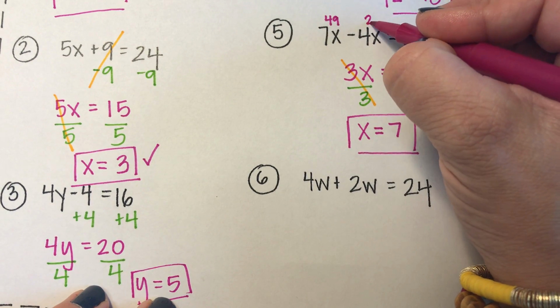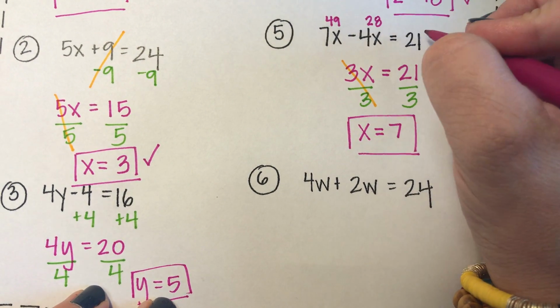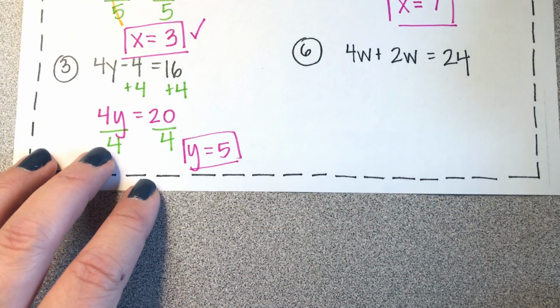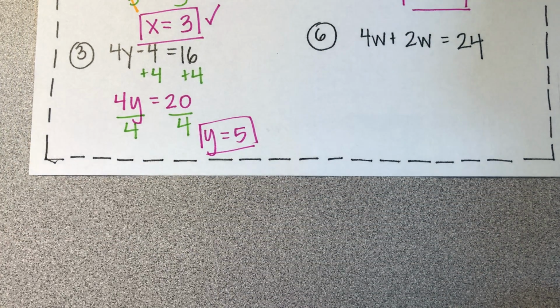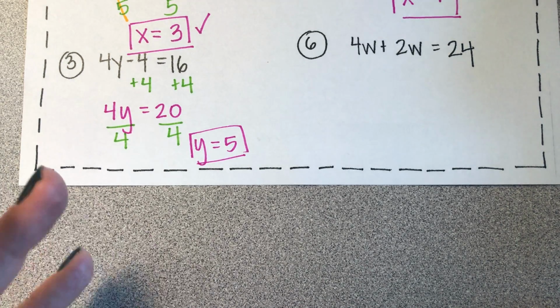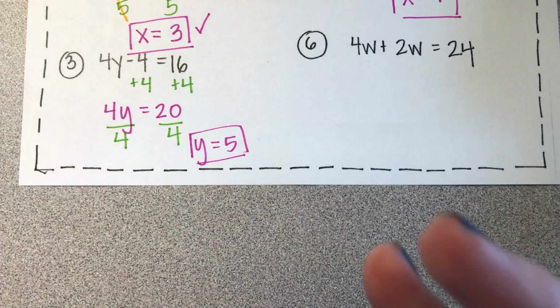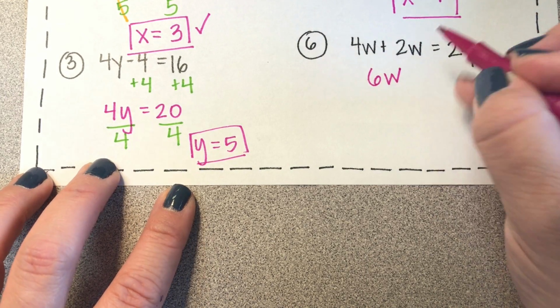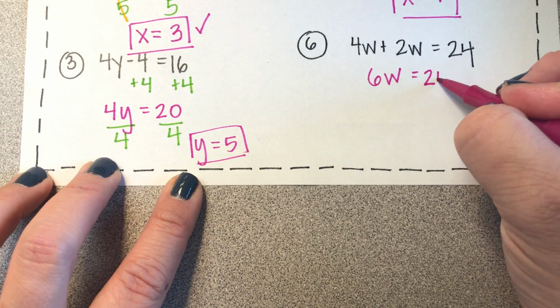4 times 7 is 28. 49 minus 28 is 21. And then this last one. Okay, you have 4 W's. I give you 2 more, and all together that equals 24. So how many W's do you have? 4W and 2W is 6W, and that equals 24.